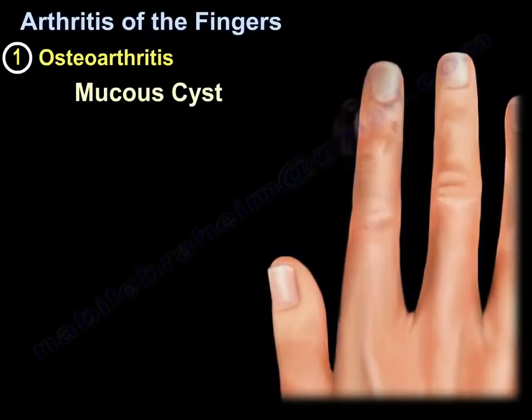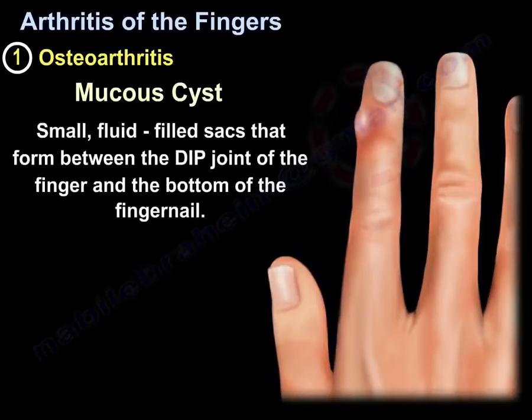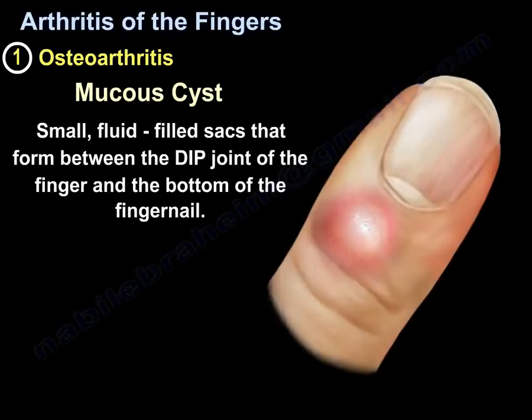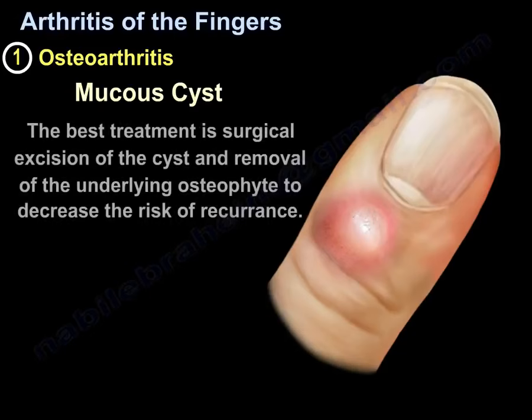And mucus cysts, small fluid-filled sacs that form between the DIP joint of the finger and the bottom of the fingernail. The best treatment of a mucus cyst is surgical excision of the cyst and removal of the underlying osteophyte to decrease the risk of recurrence.